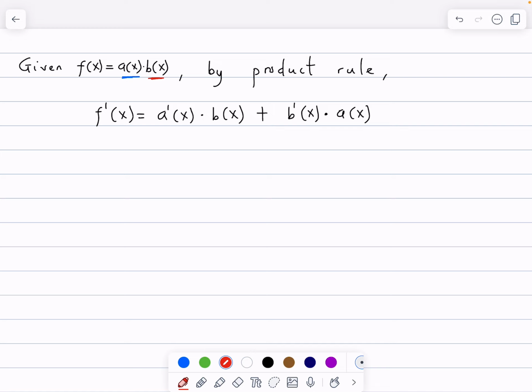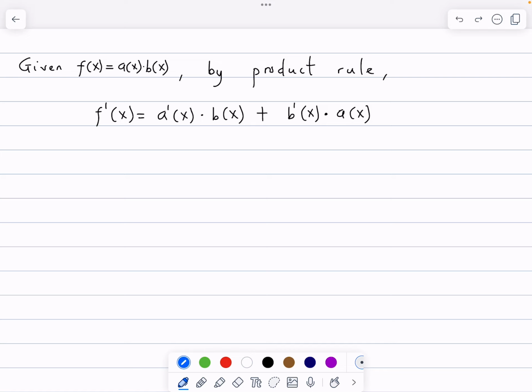If you want to find the derivative of a function that is a product of two or more functions, in this case just two functions, the way you do it is that you first of all take the derivative of the first function. The derivative of the first function is going to be a prime of x, right? And then you write the second function, which is b of x, just the way it is.